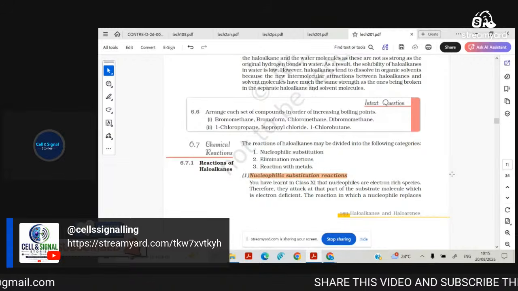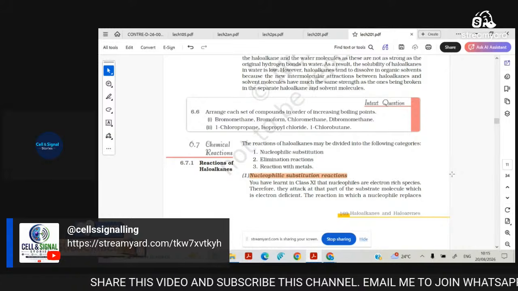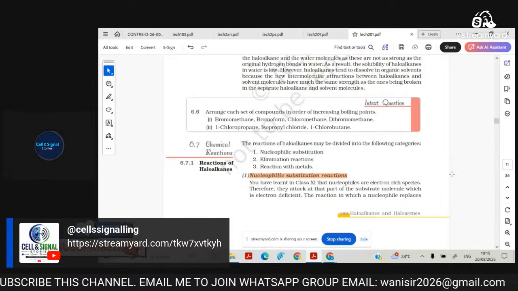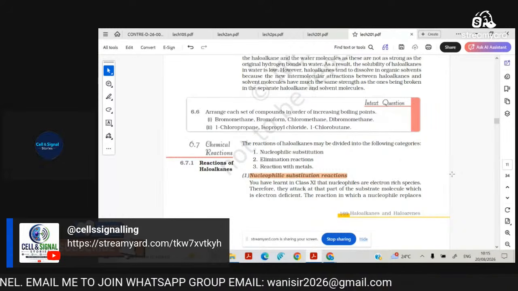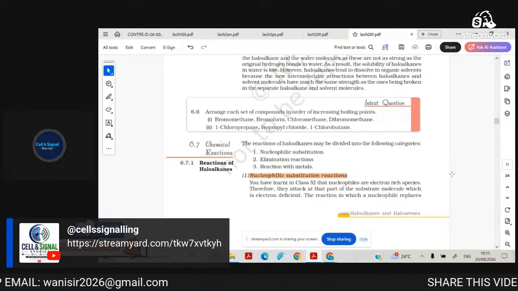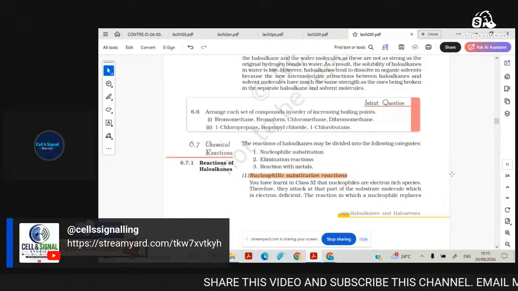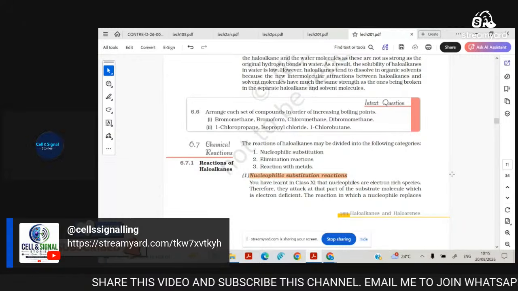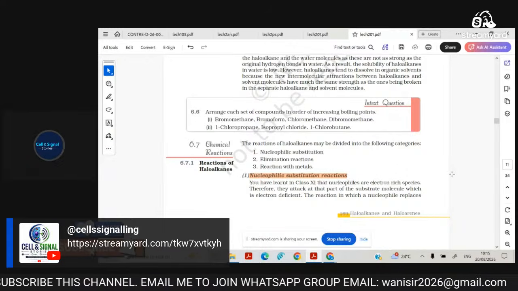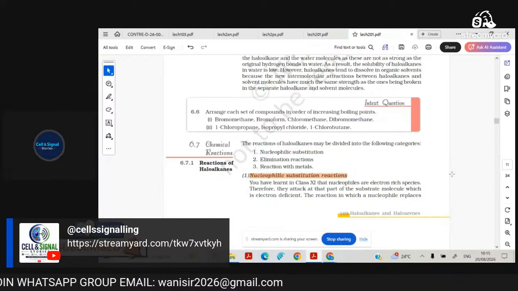What are the important topics related to this nucleophilic substitution reaction? Nucleophilic substitution reaction means that the nucleophile, the electron rich species, attacks the part of the substrate molecule which is electron deficient. For example, OH, which is the electron rich species, will attack the part that is electron deficient.